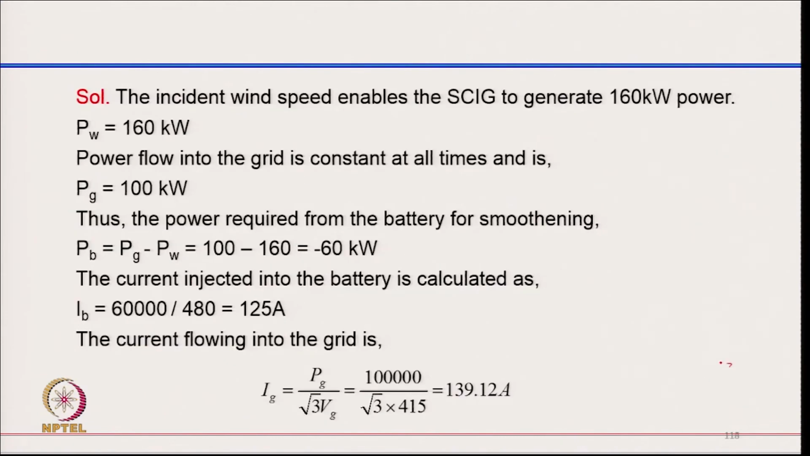And coming to the solution part, the incident wind speed enables the squirrel cage generator to generate 160 kilowatt power, that is given, and power flow to the grid is 100 kilowatt. So, we know the battery power is Pg minus PL, so it comes to minus 60 kilowatt, and the current injected to the battery from power divided by voltage is 125 ampere, and the grid current from power divided by root 3 into the grid voltage RMS at unity power factor comes to 139.12 ampere.